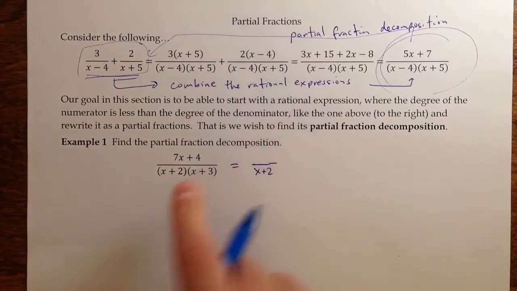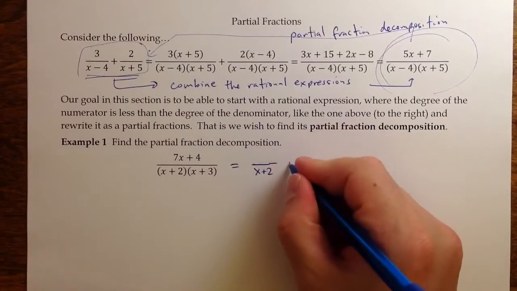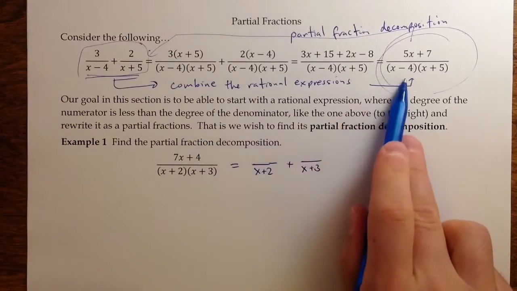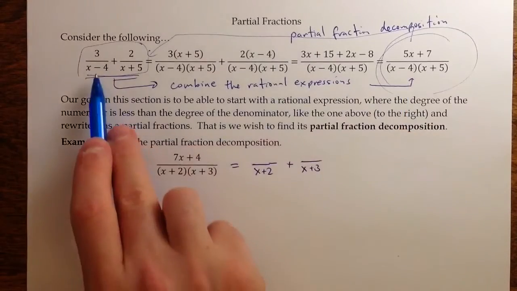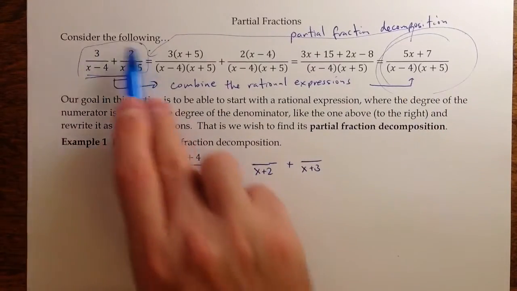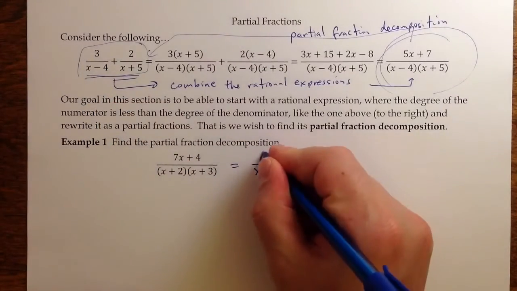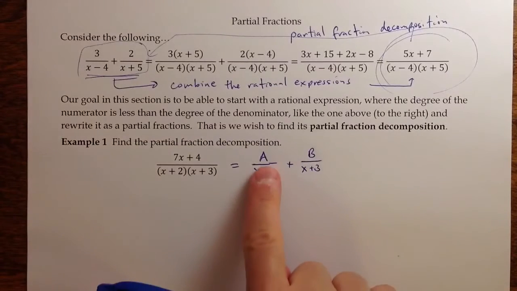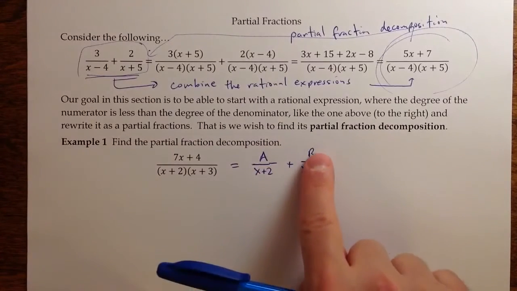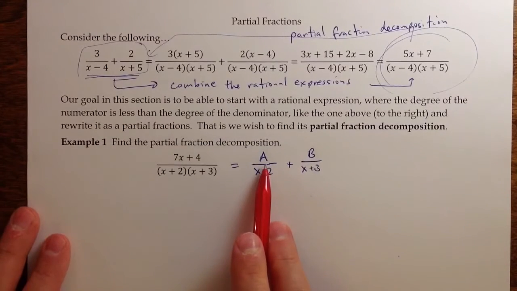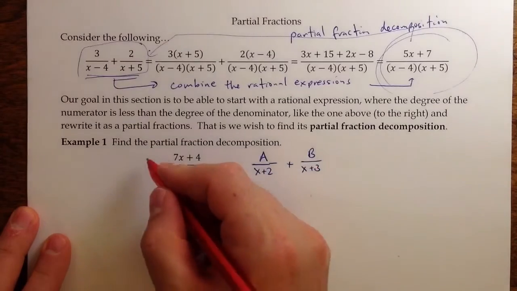One of them has the x plus 2 factor in the denominator, the other has the x plus 3 factor in the denominator, in the same way that x minus 4 and x plus 5 each created their own partial fraction. And in the numerator there's just going to be a pair of constant numbers. So it'll be A over x plus 2 plus B over x plus 3. So our goal is to figure out what the values of A and B should be.